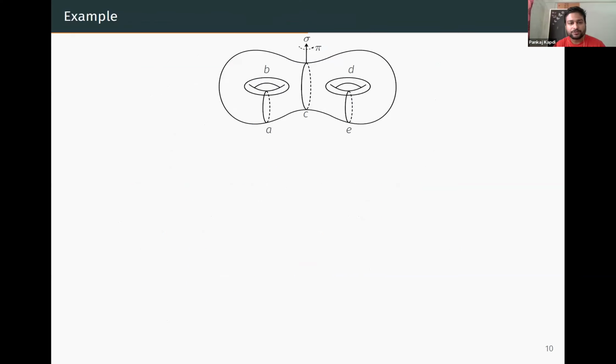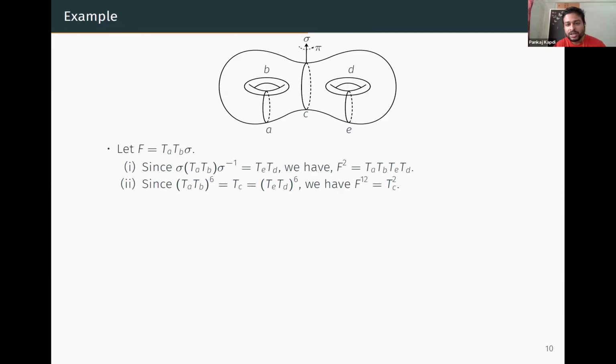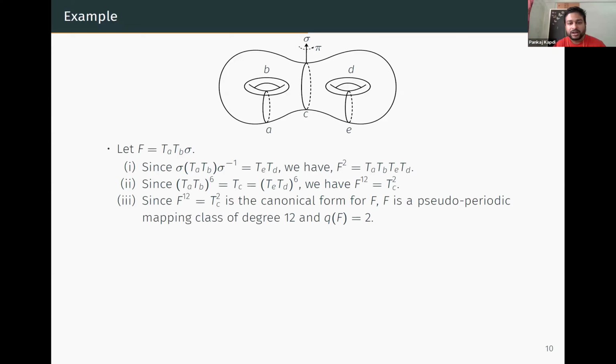Now I'll give some examples of canonical forms of some reducible mapping classes. Suppose I have this genus 2 surface and there are 5 curves, and I also have an order 2 rotation of this genus 2 surface. And let's take a mapping class capital F to be T_A T_B times sigma. So sigma is the order 2 map. And if you apply the chain relation, then you will get that f to the power 12 is T_C squared. Okay, so that means f is a 12th degree root of the Dehn twist T_C squared. Here this Dehn twist is actually about a separating curve. So you have the canonical form of this f to be f to the power 12 equals T_C squared. So this is a pseudo-periodic mapping class of degree 12, and the q_f is 2 here, obviously.